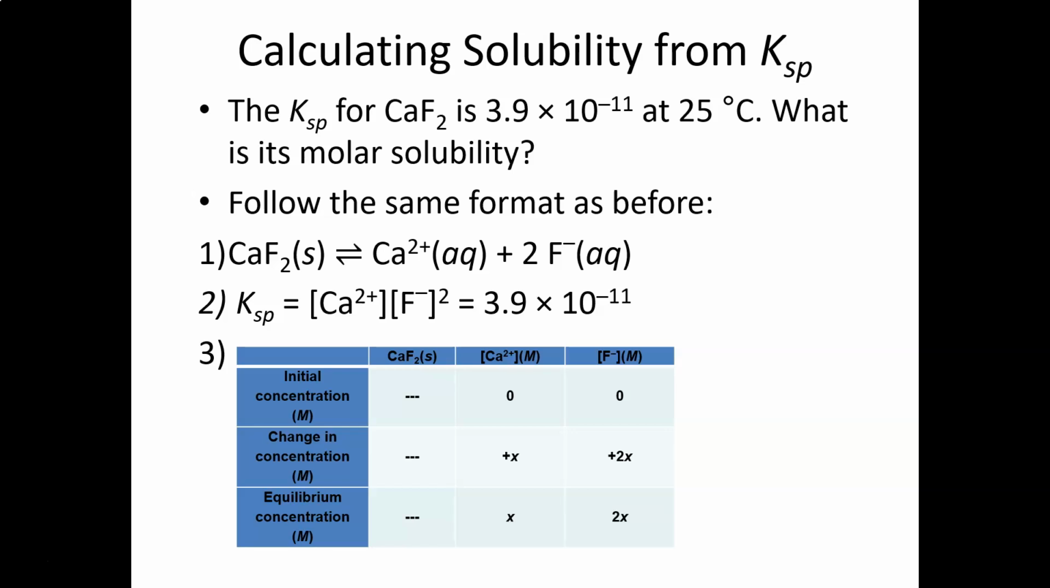So when we calculate the solubility of something, we will have a solubility constant, and we will follow the same format that we've done before with our equilibrium expressions. Well, 1, write the reaction. For example, here calcium fluoride breaks up into calcium and fluoride ions. 2, set up the equilibrium, that is Ksp equals calcium times fluoride squared, and that's equal to 3.9 times 10 to the minus 11th. Then we go back to our ice table, and we can see for every calcium ion we have twice as many fluoride ions going into solution.